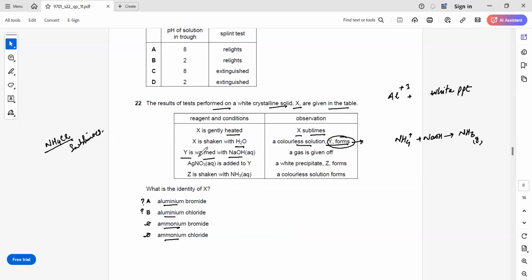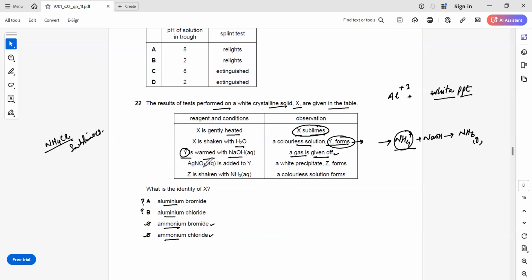So they are saying Y is warmed with sodium hydroxide and a gas is given off. So now the second hint is available about ammonium ion. The first was with sublimation, and now we got the confirmation that it is ammonium ion which is present in compound X. And Y is the aqueous solution of this compound X. So here it's ammonia gas which will be given out. If aluminium were there, it would give us a white precipitate. Now next, this could be bromide or chloride.